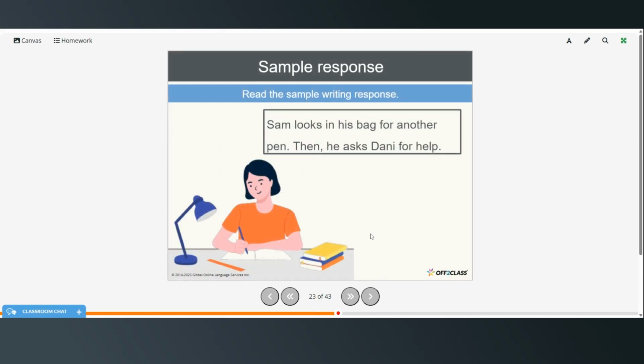And now we'll look at a sample answer. Sam looks in his bag for another pen, then he asks Danny for help.